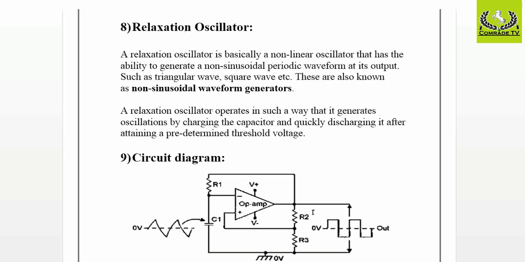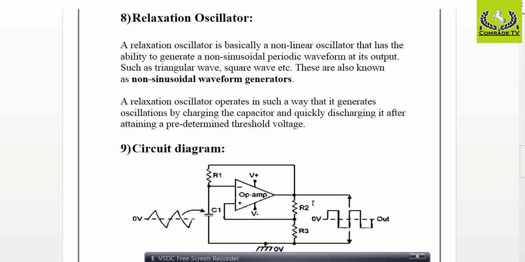A relaxation oscillator operates in such a way that it generates oscillation by charging the capacitor and quickly discharging it after attaining a predetermined threshold voltage. Now we will make this oscillator on ORCAD and simulate this circuit.